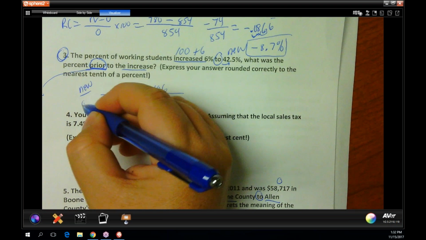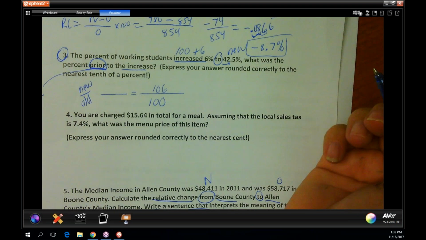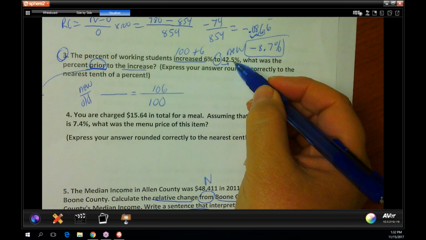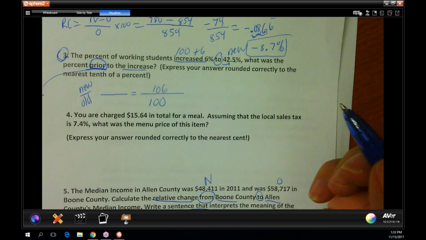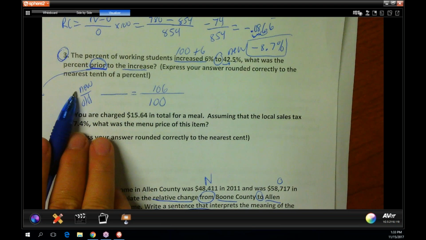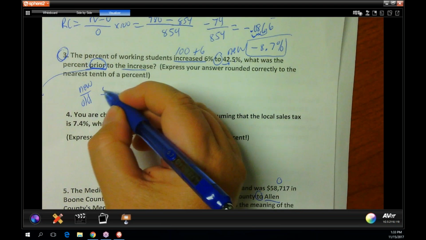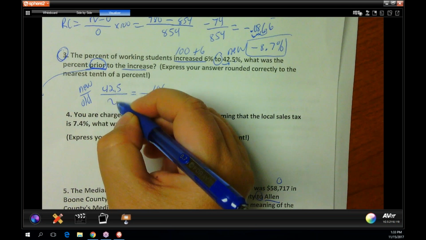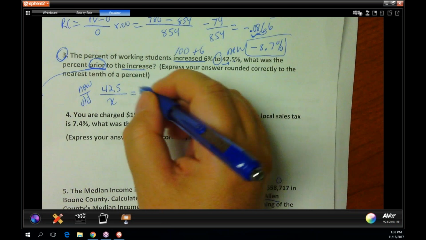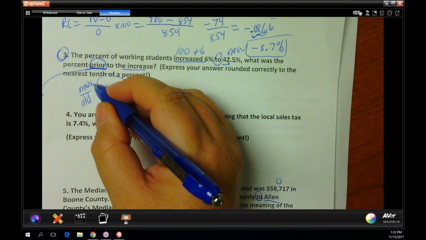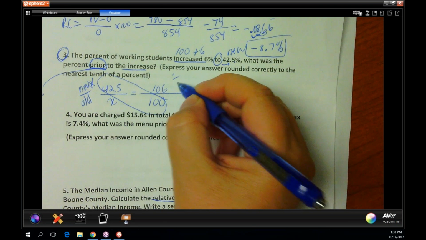New over old. So where does the 42.5 go? The numerator or the denominator? Denominator. Where's the new? I mean top. Sorry, top. Yep. My bad. If you follow this method, you'll get them right every time. Multiply and then divide.